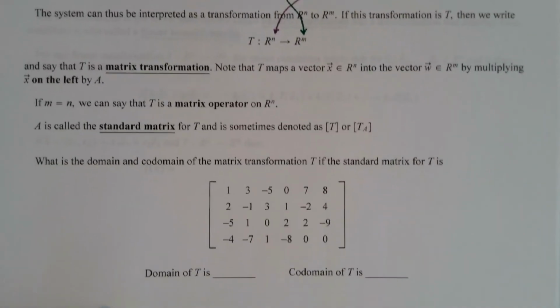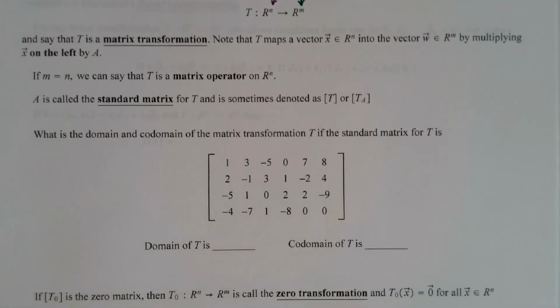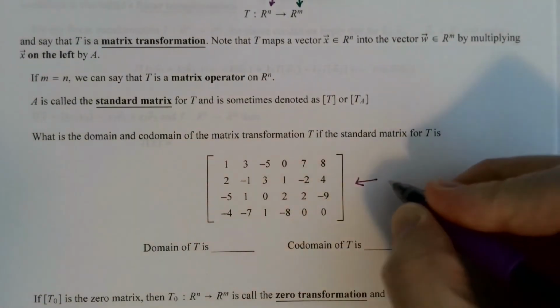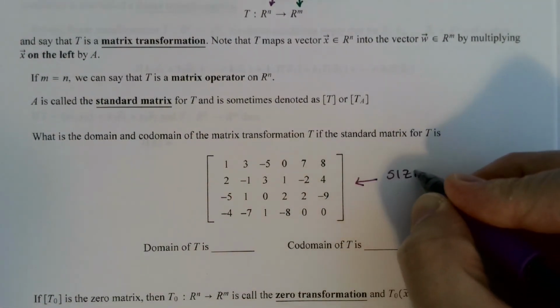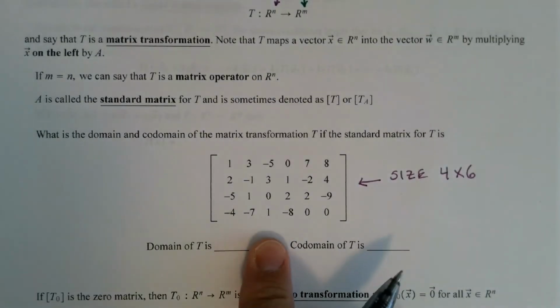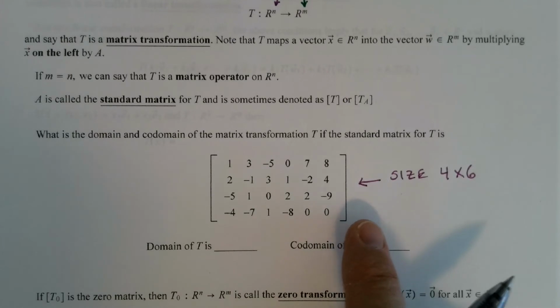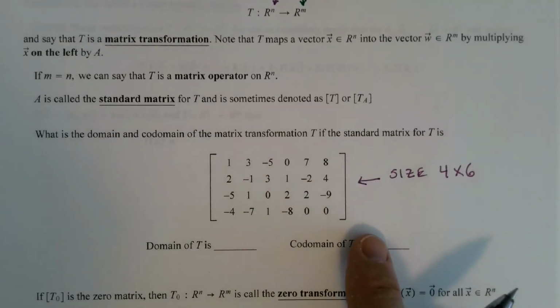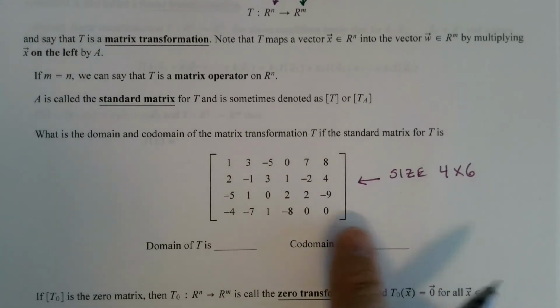So with that talk, let's see if we can answer this question. What is the domain and codomain of the matrix transformation T if the standard matrix for T is this matrix? Well, it has something to do with the number of rows and columns, doesn't it? This matrix is size what? 4 by 6. So remember, I'm going to multiply the domain vector by this on the left.